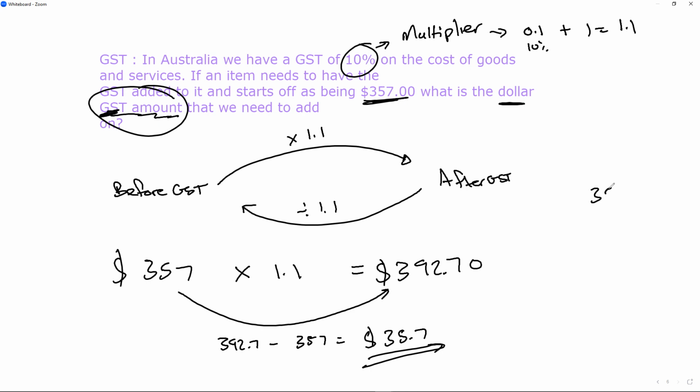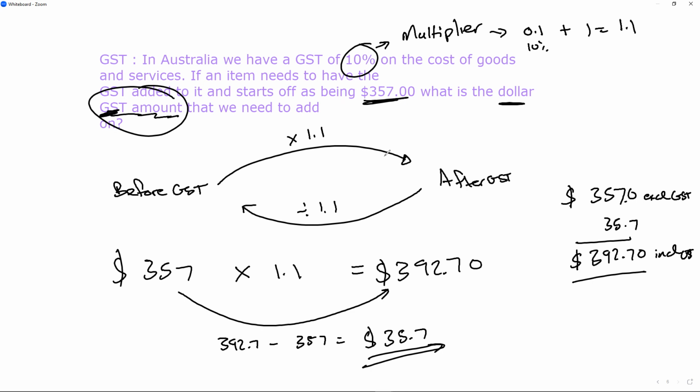So if I take $357, which is before GST or excluding GST, and then I add 35.7, then it'll come to 392.7, which is including GST now, and that's the amount that I've added. And that's what you'll find in an invoice whenever you get invoiced.